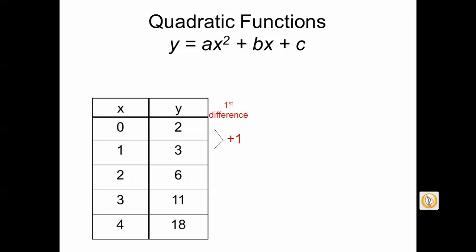If you look at your next difference, 6 minus 3 is 3. So our next difference would be 3. 11 minus 6 is 5. The next difference would be 5. 18 minus 11 is 7. Is our first difference the same? No, I know right off the bat this is not a linear function. This table does not represent a linear function.